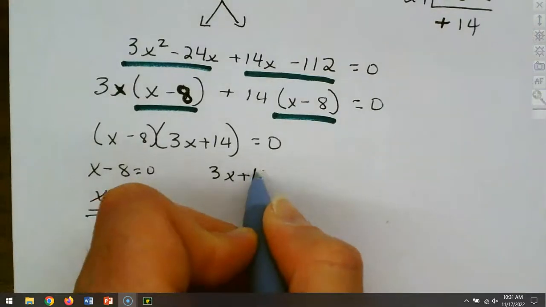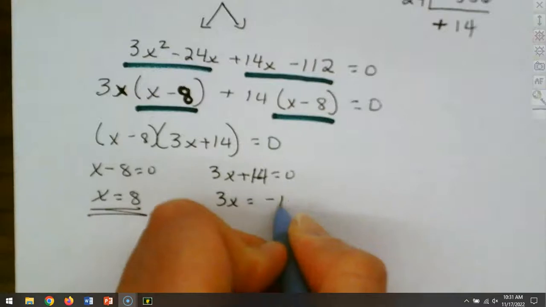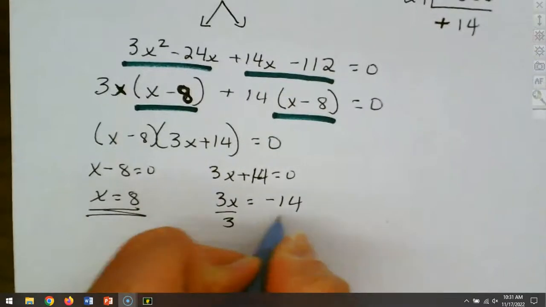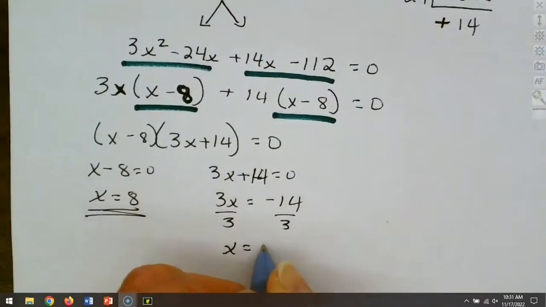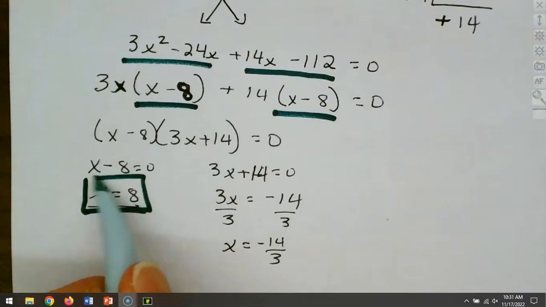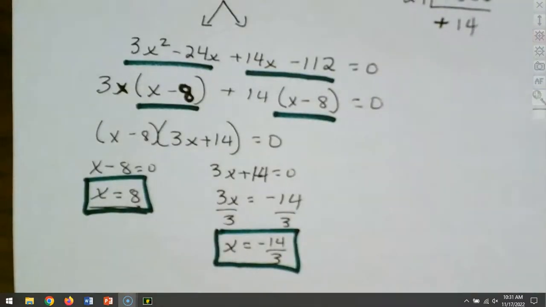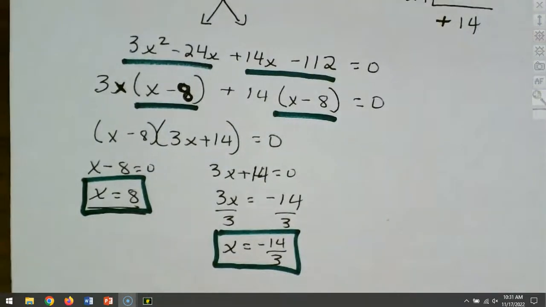3x plus 14 equals 0. So 3x equals negative 14. Divide by your 3, and x equals negative 14 over what? 3. Those are your two solutions. And I picked that one because I knew it was going to force us to do factor by grouping, and we need a good review of factor by grouping.